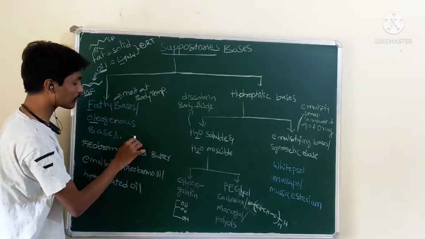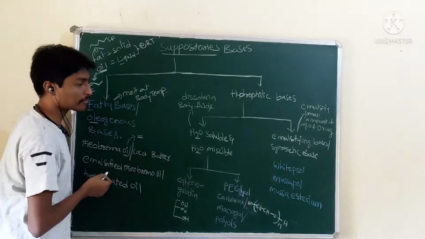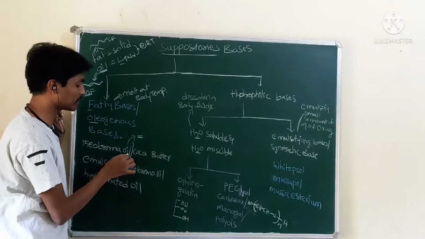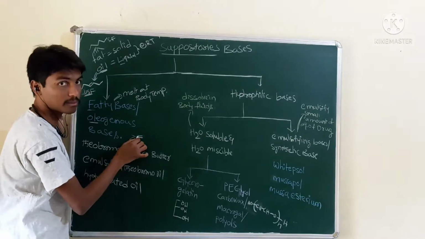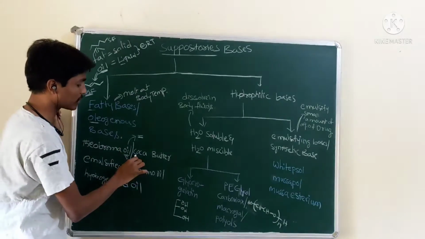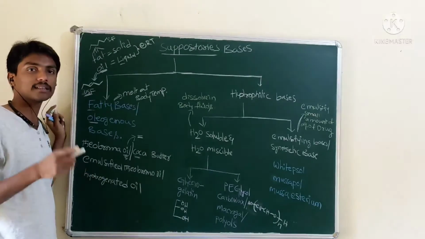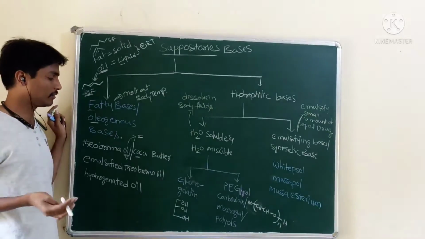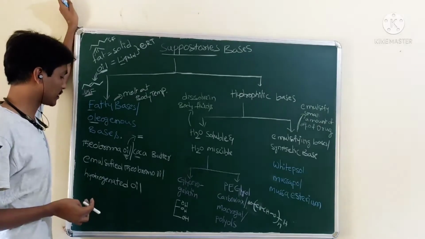This term oil indicates the presence of double bonds, meaning unsaturated fatty acids are there. Because we are using the term oil, there must be a presence of double bonds, so unsaturated fatty acid should be there in cocoa butter. Due to the presence of unsaturated fatty acid, cocoa butter or theobroma oil shows the polymorphism phenomenon.